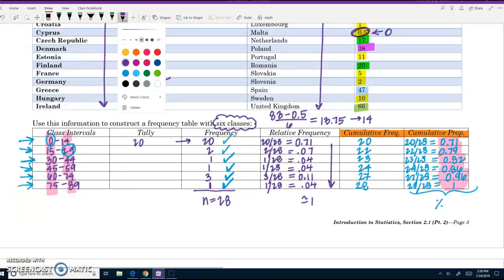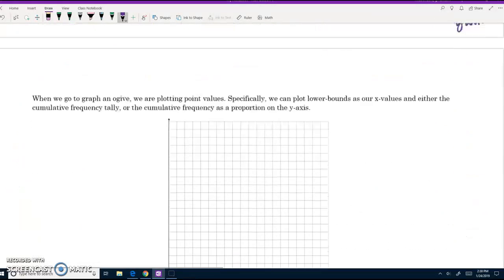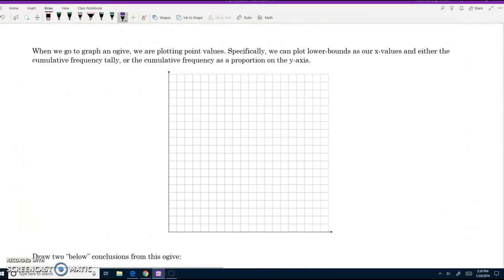So what I want to have you do on the next slide or the next page is to go ahead and graph these values, so your upper limits. So I'm going to write UL for upper limits, and then your proportions here. So you want to put these guys on your x-axis, and you want to put these guys on your y-axis. So you've got space on the next page to go ahead and do that.